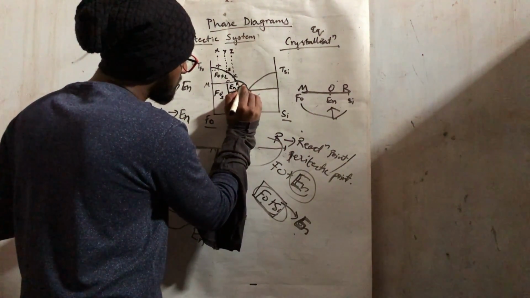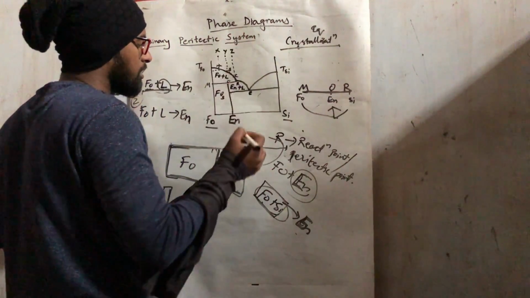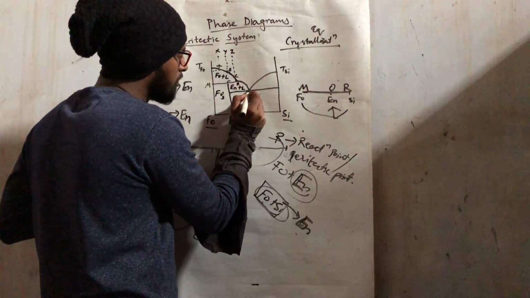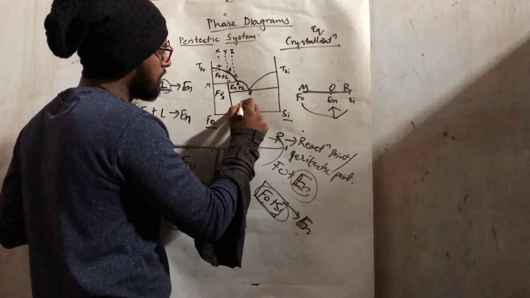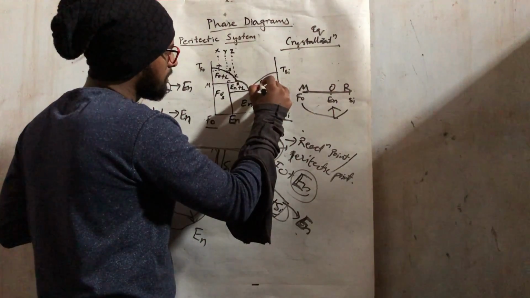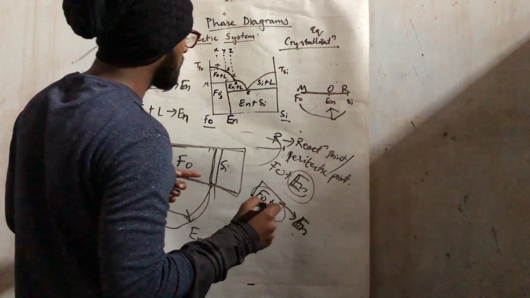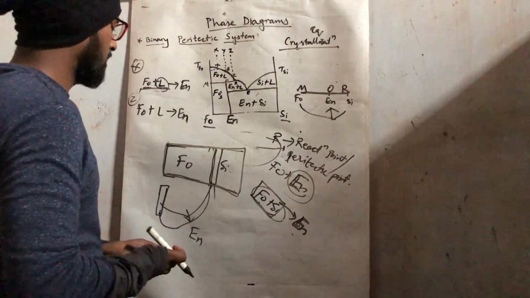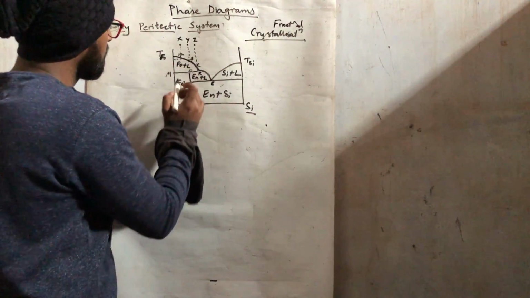Here we have enstatite crystallizing, and at this point, like the eutectic relationship, we will have both enstatite and silica crystallizing. So here it will be enstatite plus silica, and this will be silica plus liquid. So this was all about your equilibrium crystallization. And now for fractional crystallization, how will it proceed?